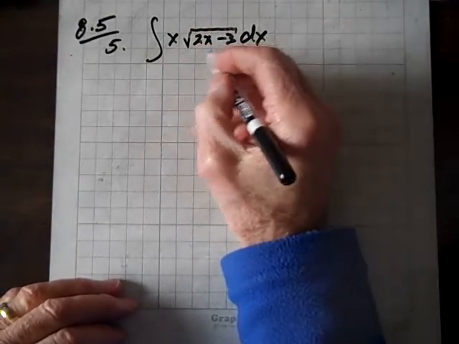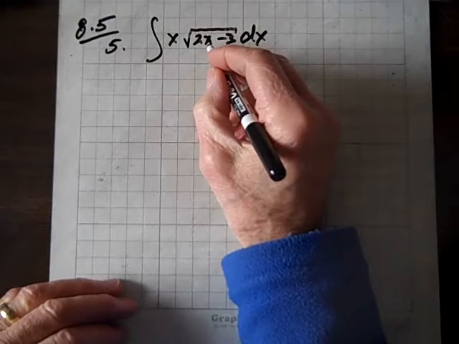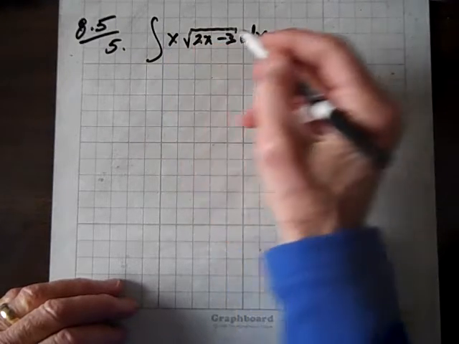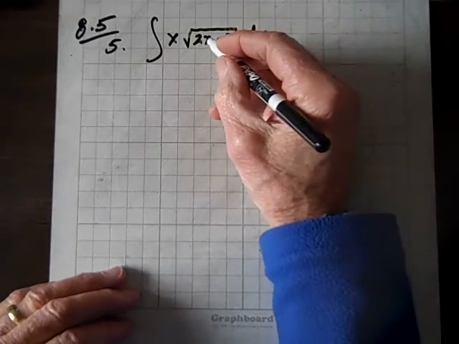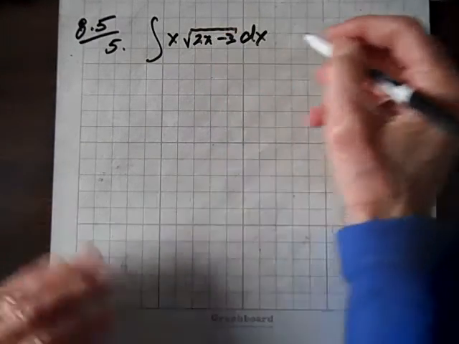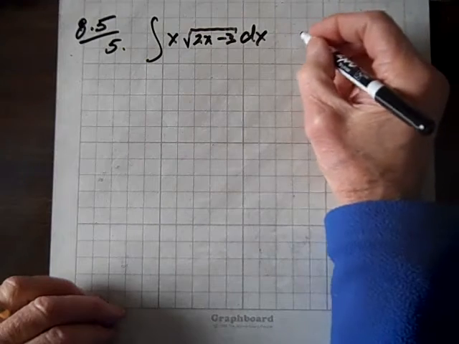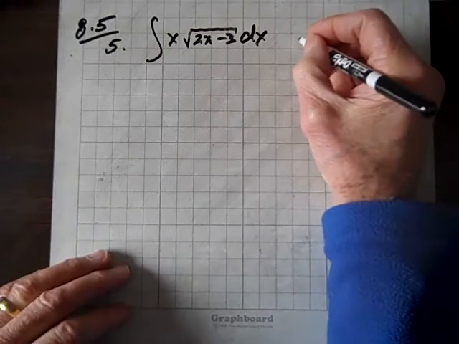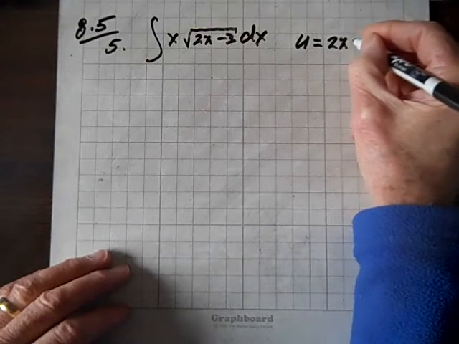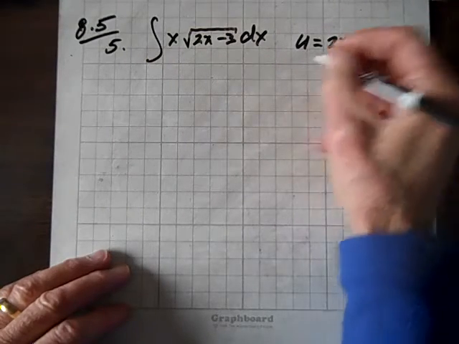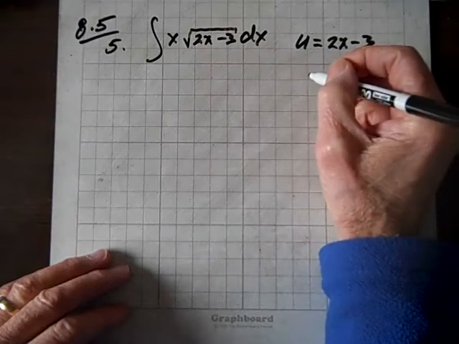We don't have an obvious du here because this is a first degree and this is a first degree. The two factors are first degree. So, in fact, this is a square root of a first degree, and so consequently we have a problem. But here's how to deal with it. We'll let u equal 2x minus 3.